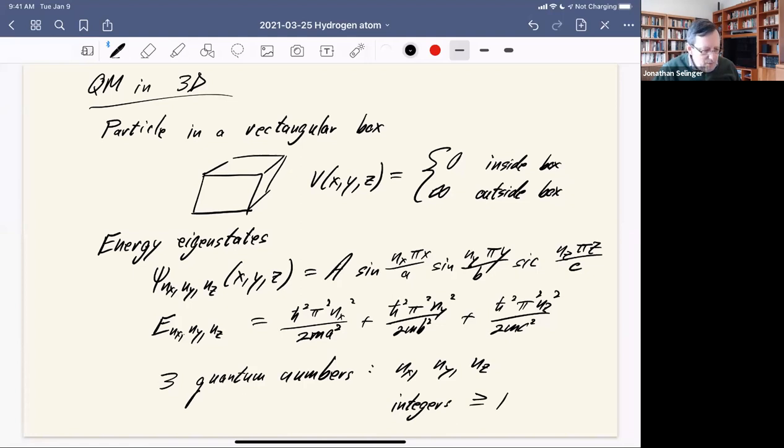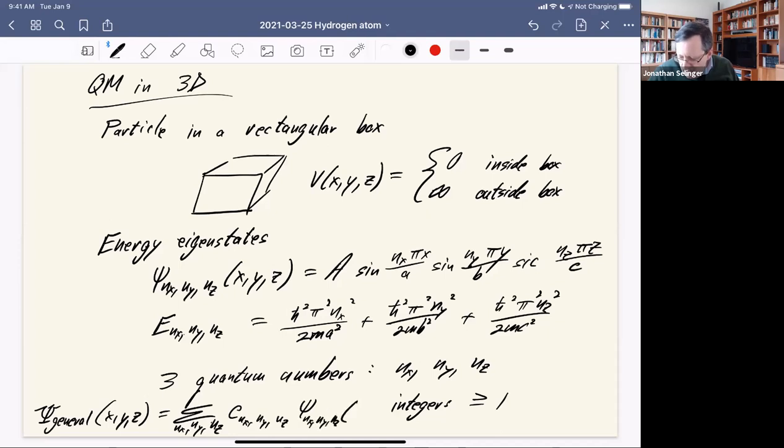And then we could say, well, a general wave function, psi general of x, y, and z, is a sum over all these numbers, n_x, n_y, and n_z, of a coefficient c sub n_x, n_y, n_z, times the state psi n_x, n_y, n_z, evaluated at x, y, and z. Okay, so this is the general solution, and these coefficients c depend on the initial conditions, as in all the problems that we've done.